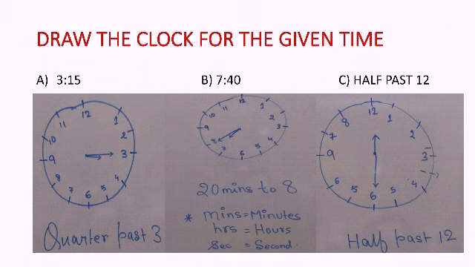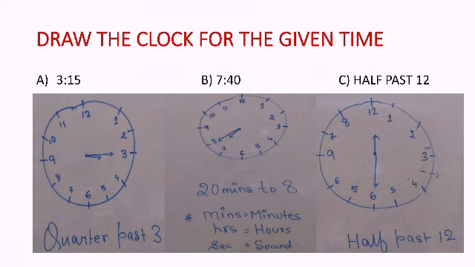Now you have to draw the clock for the given time. So A, the time is 3:15. That means it is 3:15, or you can say 3:15 o'clock. Now look here. Again I am saying, follow the dot sign. On the left hand side of the dot is the number 3. That means the hour hand will point towards 3.